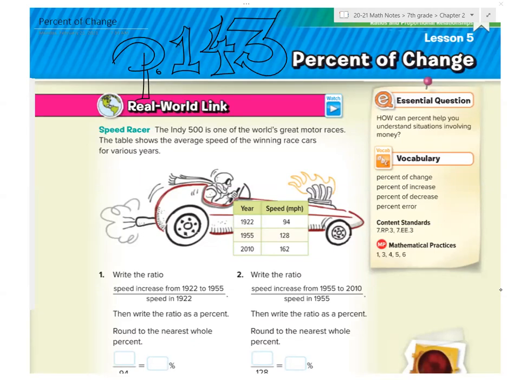All right, here we go. Because I'm recording this, I want to try to get through this as fast as possible. Want to fill that up? Okay. All right. Speed Racer.